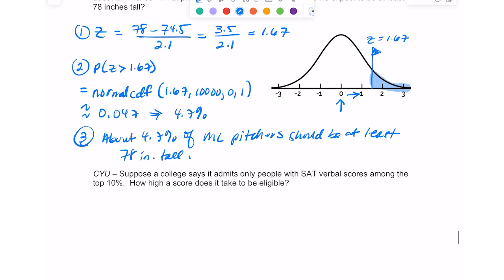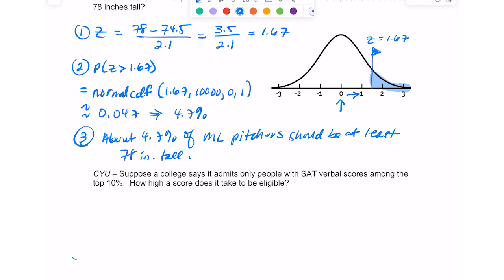Feel free to pause the video and read the next problem and try it on your own, and then when you're ready, we can unpause and do it together. Suppose a college says it admits only people with SAT verbal scores among the top 10%. How high a score does it take to be eligible? So this time they're giving us the percentage. We need to work backwards.